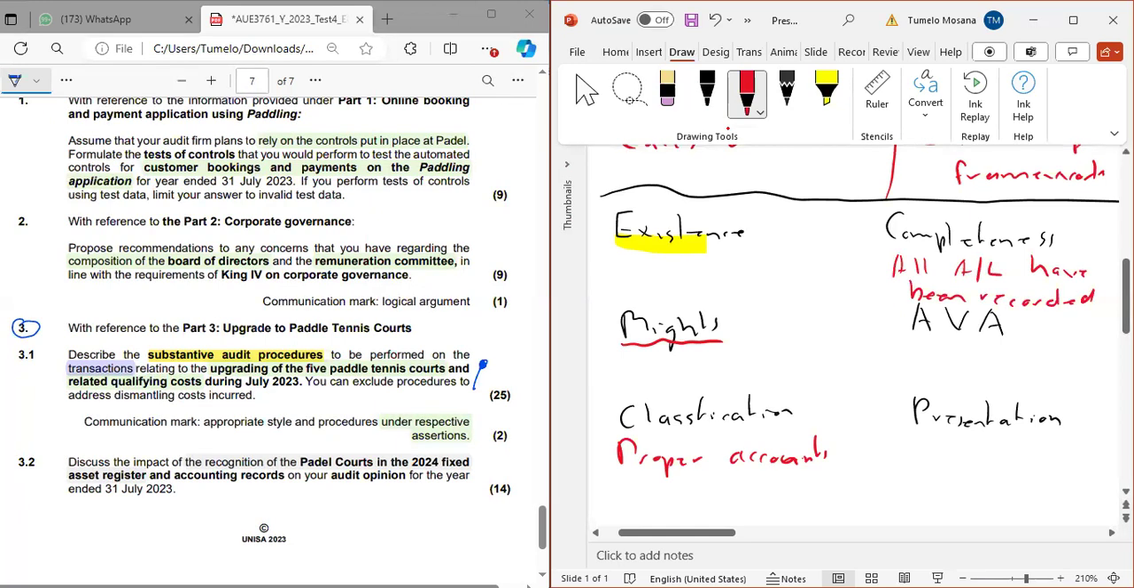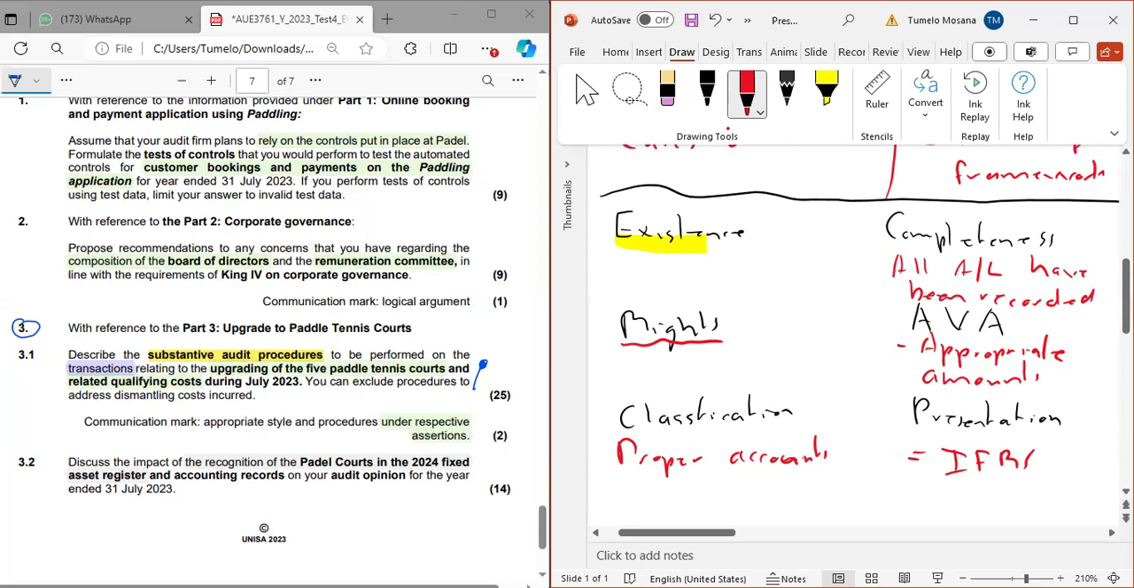Then, with the accuracy, valuation, and allocation, right? You basically need to check whether everything is at the appropriate amount. So basically, that's what you need to check, right? And then with presentation, it needs to be in accordance with IFRS in basic terms. It needs to be with the applicability of the applicable financial reporting framework. So those are your basics in dealing with assertions, right?